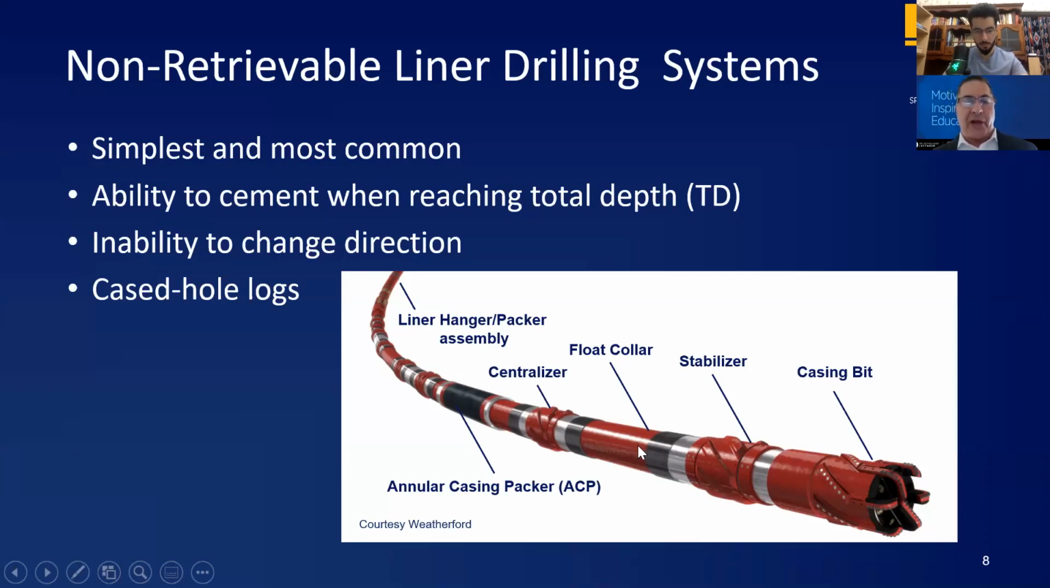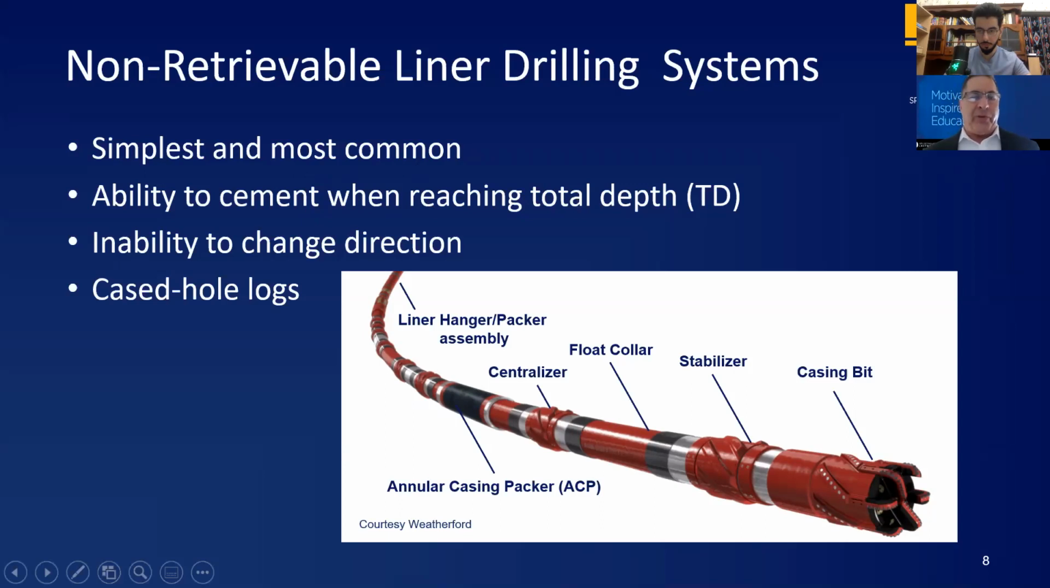The shoe track's not going to make a difference as to the success of the liner drilling job. This is based on where the operator wants to position his float collars to give you enough room in the shoe track for contaminated cement. You've got your centralization as per the operator's plan. You can even run annular casing packers to enhance your cement job. Then you've got your liner hanger packer assembly at the top over here, just as in a conventional operation. These are the simplest and most common. You have the ability to cement when reaching total depth. This is a big deal.